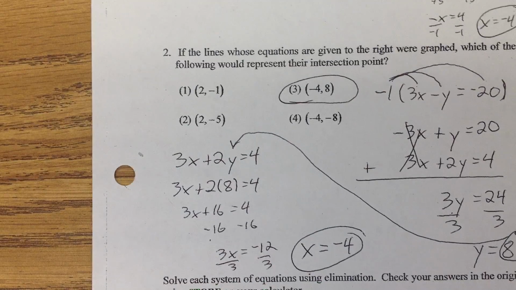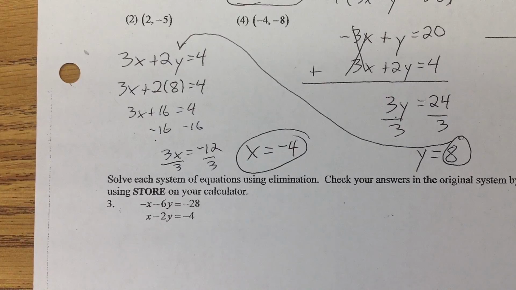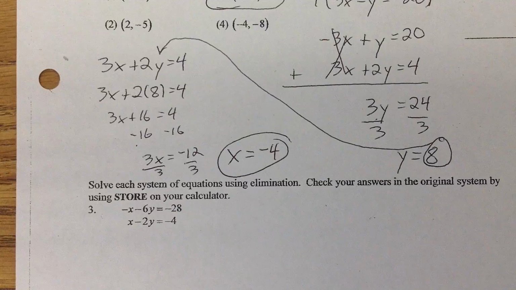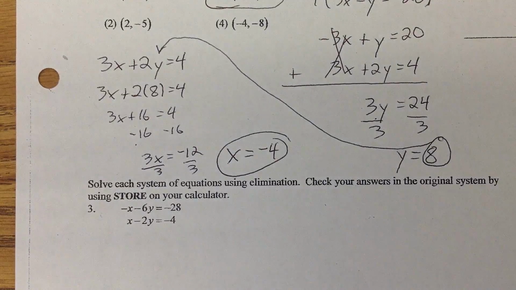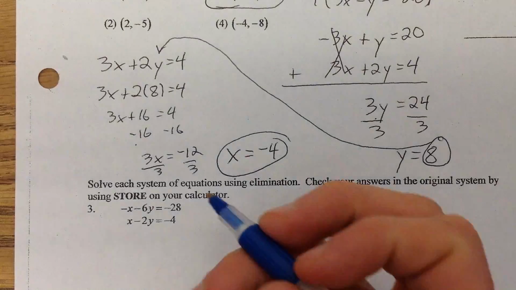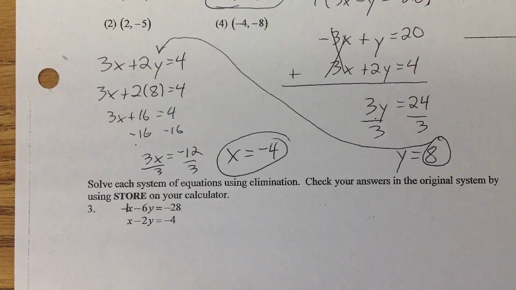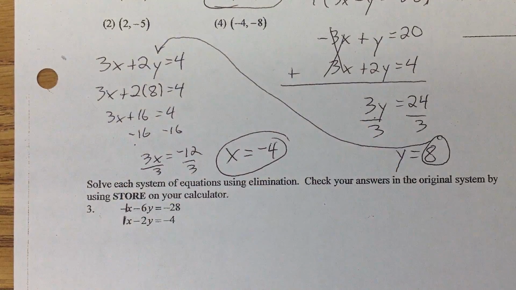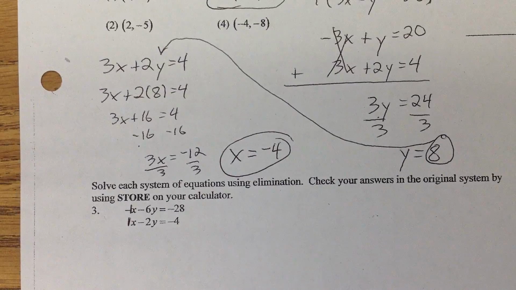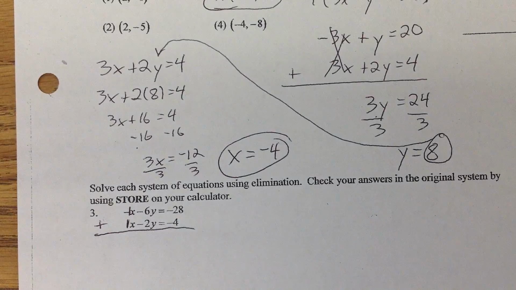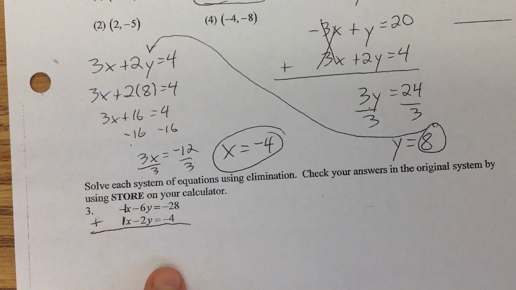All right. Moving on to the non-multiple choice. Solve each system of equations using elimination. Check your answers in the original system by using store on your calculator. I'm also going to show you a way without using store because it works just as well. Okay, so first things first, what we should notice is that we have opposites. So there's a negative 1, there's a positive 1. So we're good there. We have the opposites that we need, which means we can skip right to adding the equations together. These are going to cancel out.